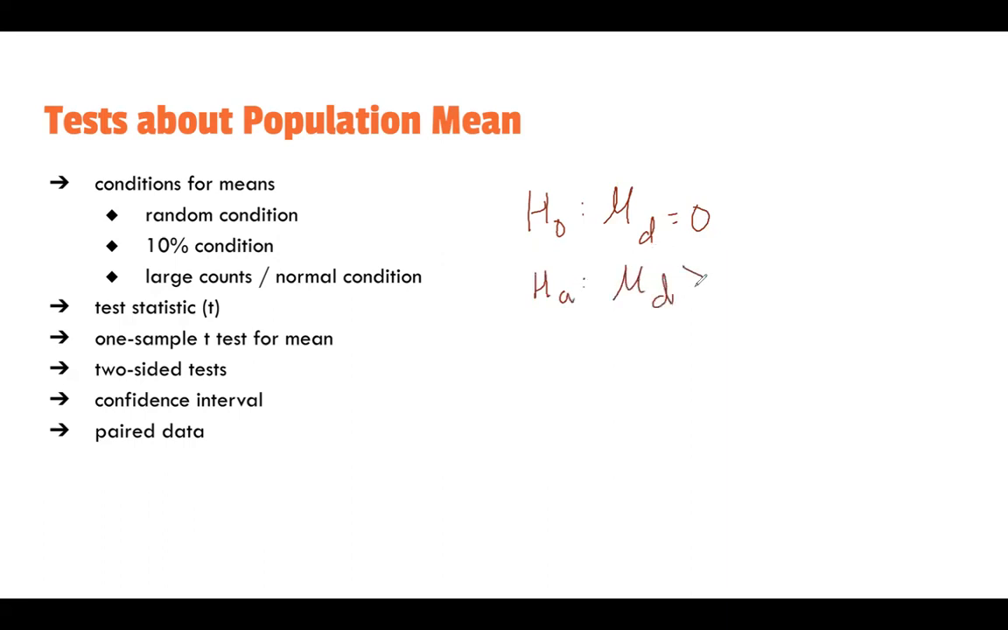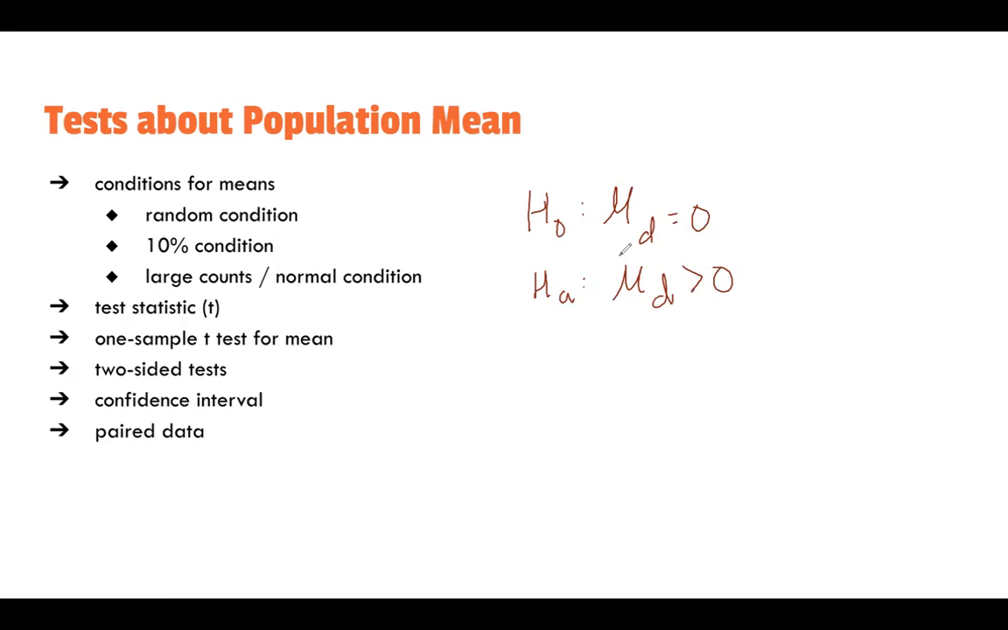So mu d is greater than 0 because fertilizer minus non-fertilizer should be greater than 0 for the fertilizer to be greater than the non-fertilizer. That's going to be your alternative hypothesis. Obviously, define mu d. That's going to be the mean difference between the fertilizer and non-fertilizer plants.